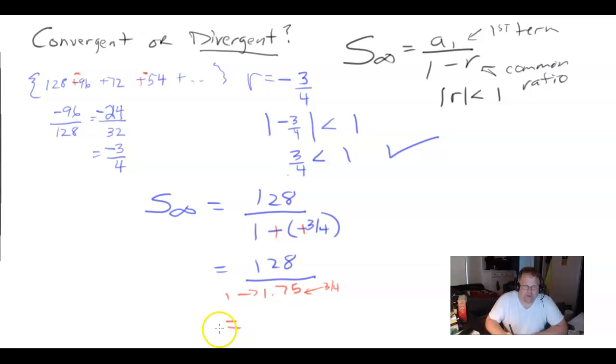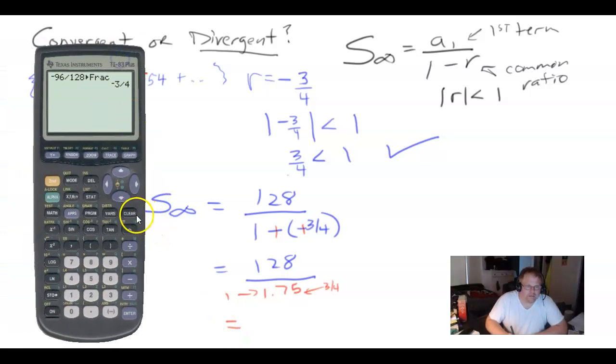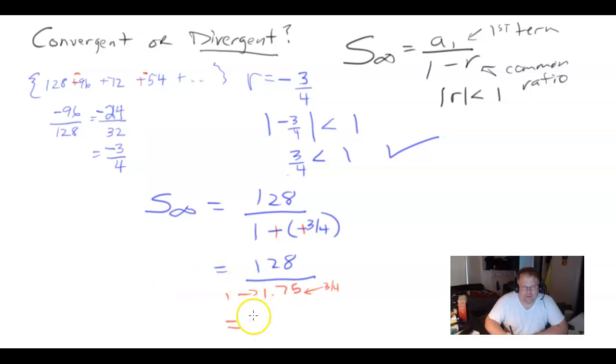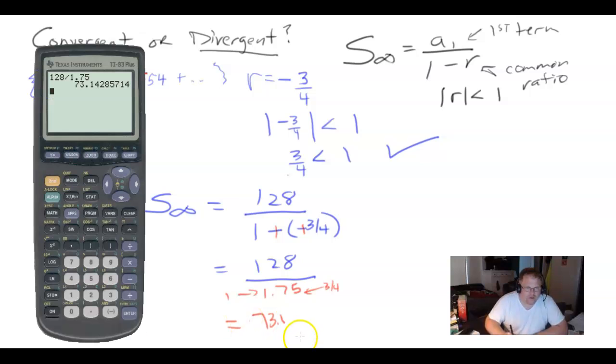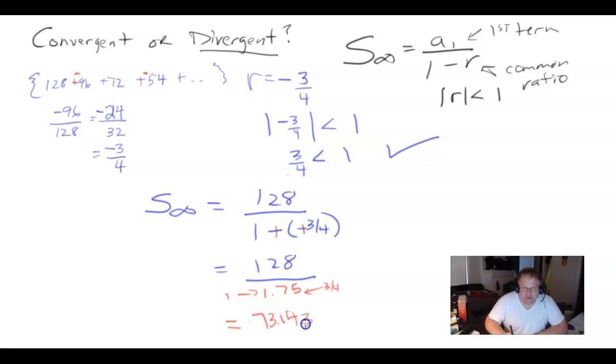So let me grab my handy dandy calculator. 128 divided by 1.75. Enter. 73.1. What are my other decimals? 1.4. We'll say 1.43. Well, it's 1.428, but that's good. About thousandths is good, 3 decimal places. And that's how you do this.